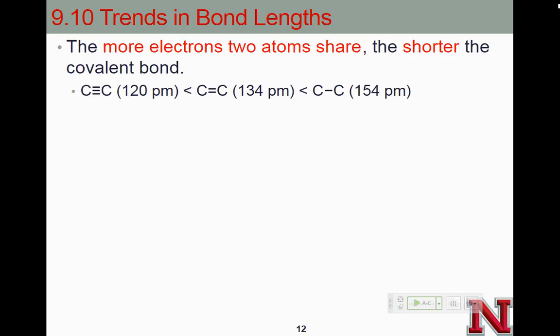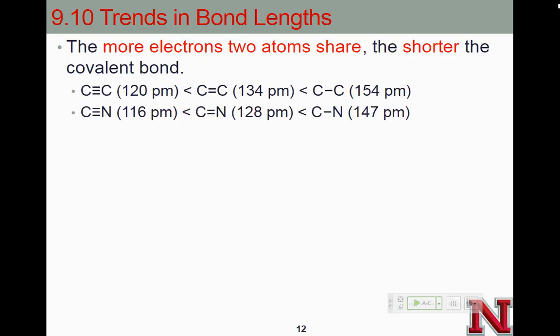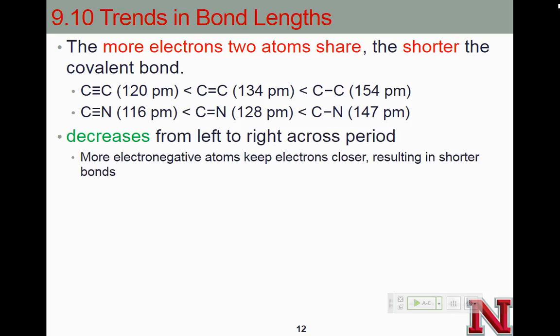There's more to this than just the amount of electrons shared. And you're going to get to that in chapter 10, but for right now, the more bonds shared, the shorter the bond. If we compare carbon-nitrogen triple, double, and single bonds, we see the same trend. That we do have a shorter bond when we share more electrons. And there's a bit more to the explanation for this that I'm not going to go into right now.